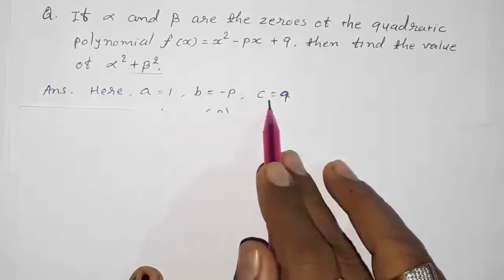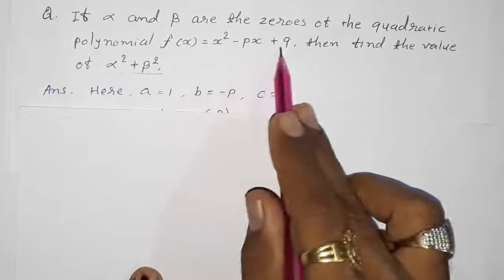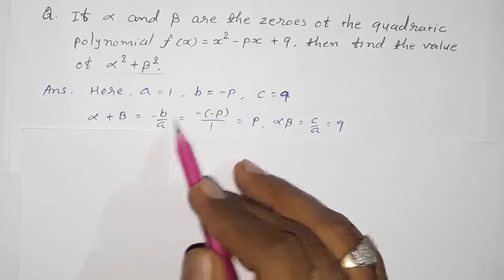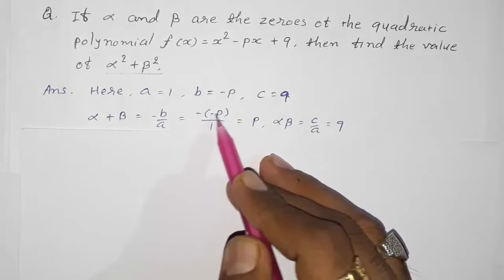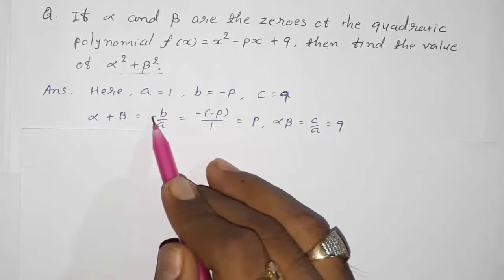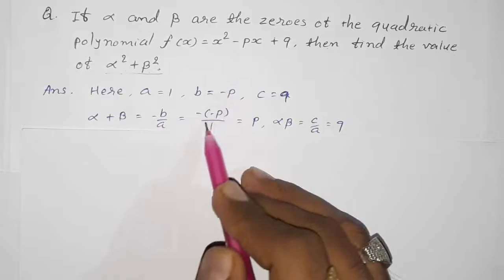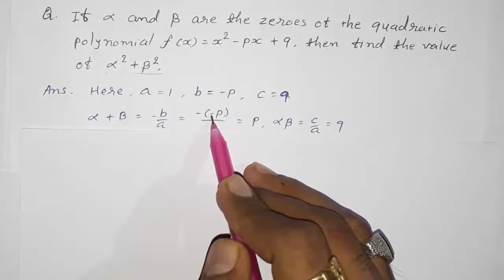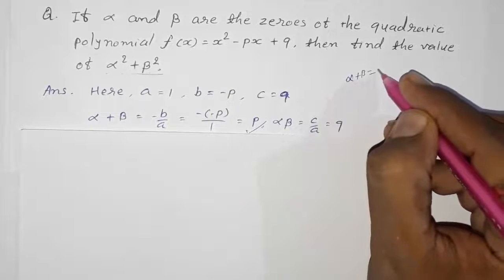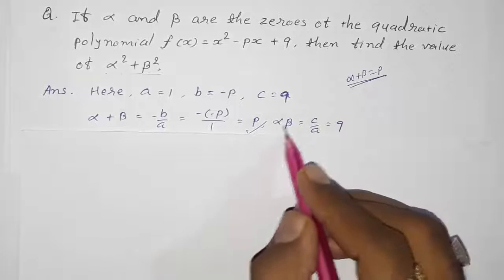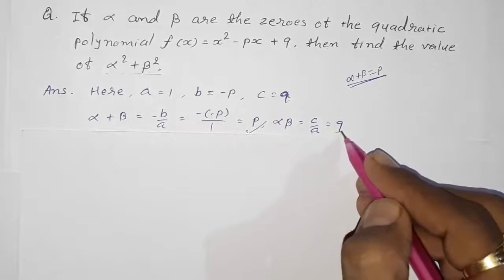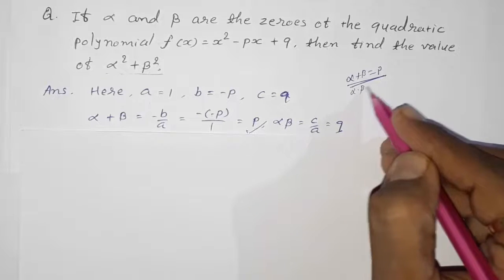Now a, b and c. A is 1, b is minus p and c is q. So now alpha plus beta, that is minus b by a. So minus into bracket minus p by 1, because our b, this is minus, this minus is of the formula, and this minus p is the value of p. So minus minus will become plus, plus p by 1. So our alpha plus beta, that is p. Now alpha into beta, that is c by a. So it's q by 1. So it's q only. Alpha into beta, that is q.